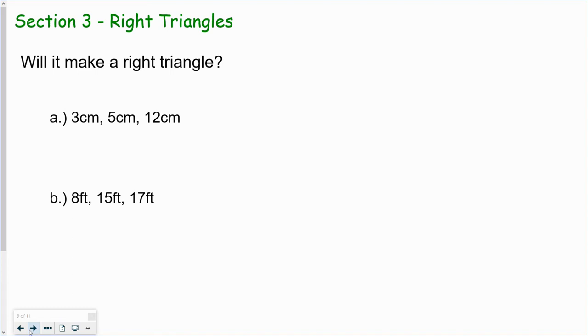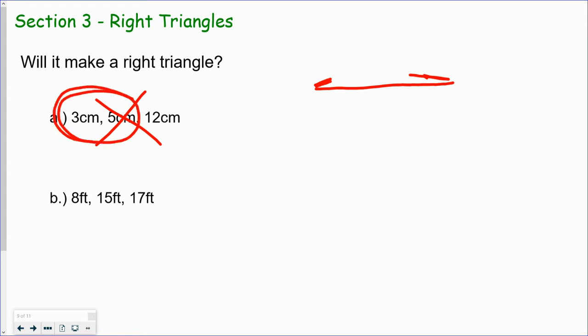First of all, 3, 5, and 12. If one side is 12, one side is 3, one side is 5, will that even make a triangle? No, that won't even make a triangle. And the trick is here. Write this down. The sum of the two smaller sides has to be greater than the third side for it to even make a triangle. If these two numbers don't add up to more than that number, they will never make a triangle. So please be careful with that.